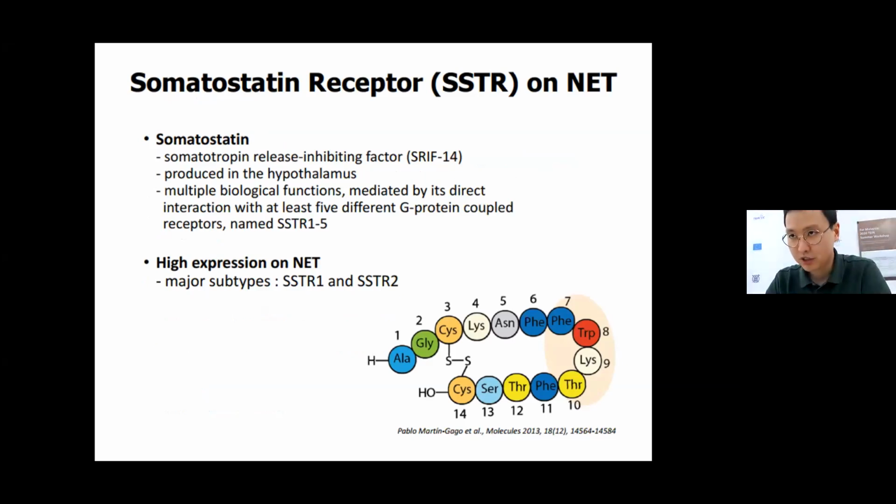As mentioned, the functional imaging uses the somatostatin receptor on the neuroendocrine tumor. Then what is this somatostatin receptor? Somatostatin is a somatotropin release inhibiting factor produced in the hypothalamus. It has multiple biologic functions through its interaction with at least 5 different G protein coupled receptors, which has 5 subtypes, 1 to 5. In neuroendocrine tumors, the major subtypes, subtypes 1 and 2, are highly expressed.